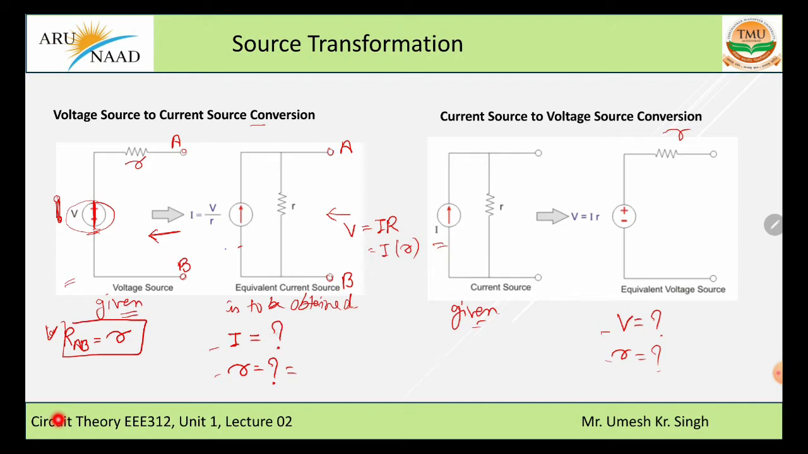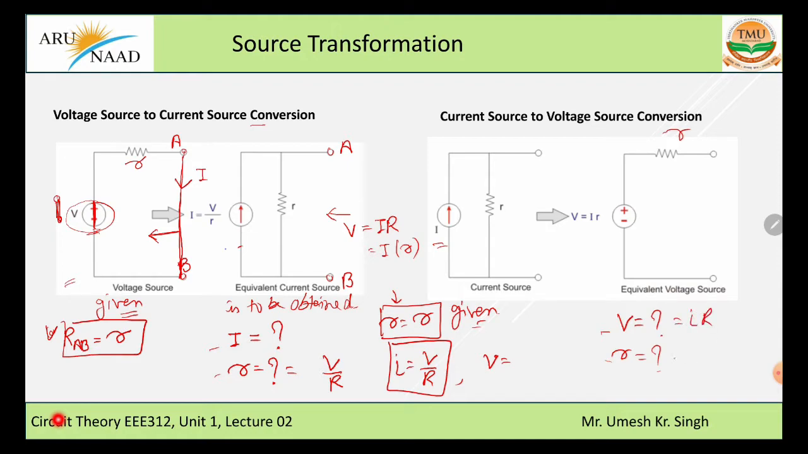When we want to calculate I, it is nothing but the short circuit current. So we short circuit the terminals A and B and find the current flowing through this terminal. So I is nothing but V upon R. We can write I is equal to V upon R, and R is equal to R. So the value of resistance will be the same and the current will be I is equal to V upon R. Or when we convert a current source into a voltage source, in that case the voltage will be I into R and the resistance will be R. This will be the answer.